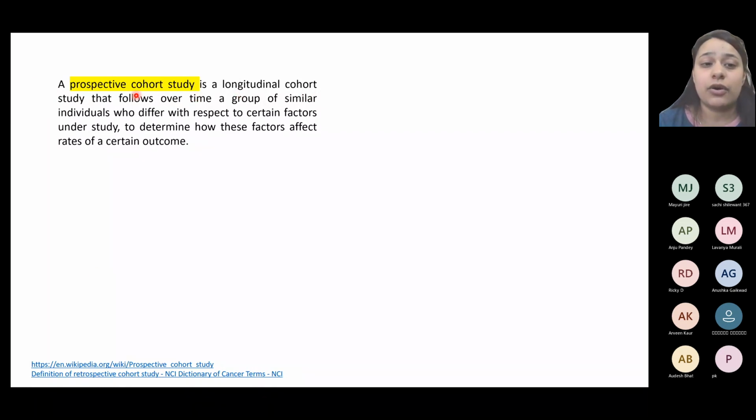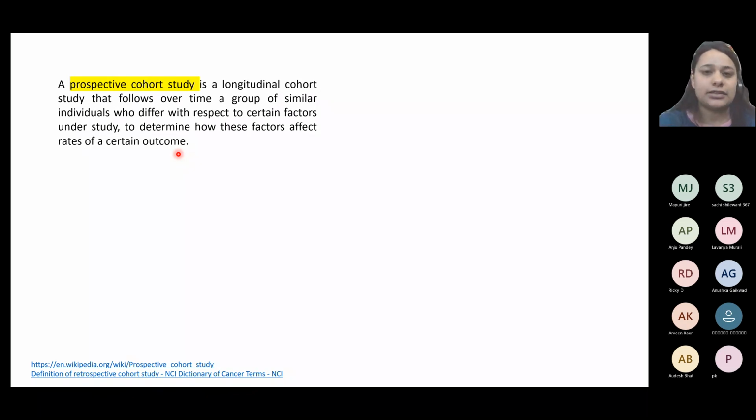So, what is a prospective cohort study? It is a longitudinal cohort study that follows over time a group of individuals who differ with respect to certain factors under study to determine how these factors affect rates of certain outcomes, right? So, in this, we are going to take a group of individuals and study them over time. We are going to take a group of individuals who are very similar, right?